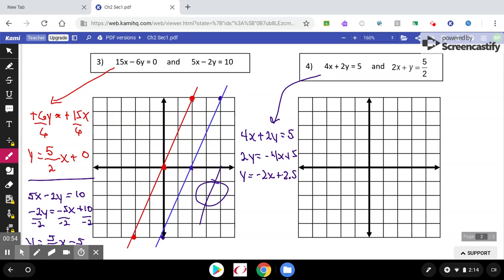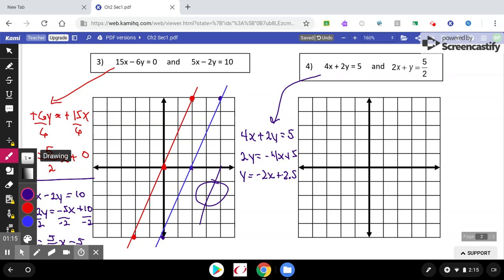Now, as far as graphing that, how are we going to graph 2.5 accurately? No big deal, you could say 2.5 is right about there. But if the point is to see where the lines cross, you want to be as accurate as humanly possible. So I'm going to show you another thing you can do here.